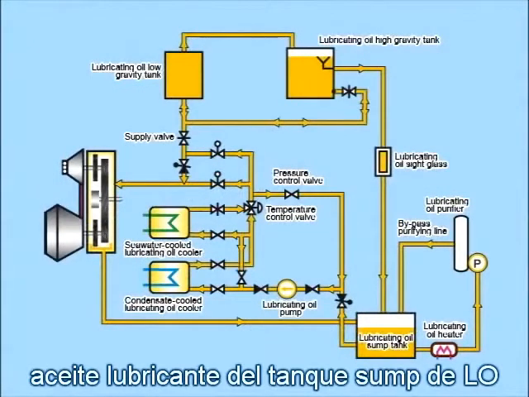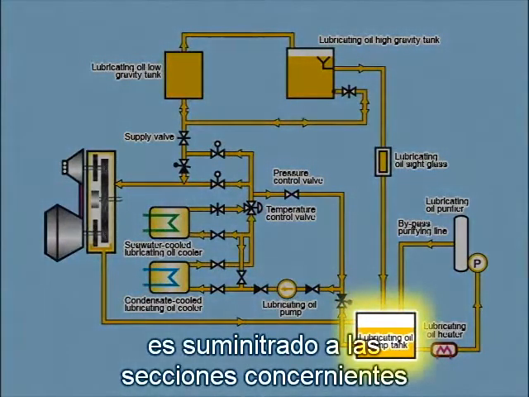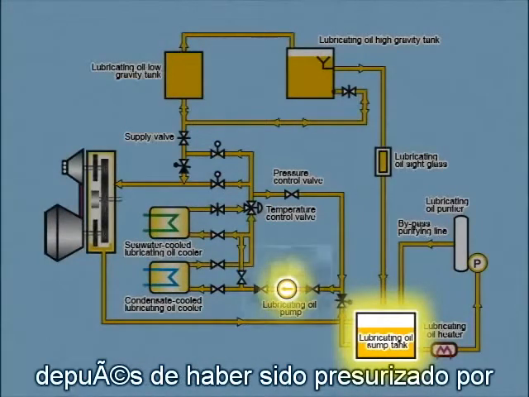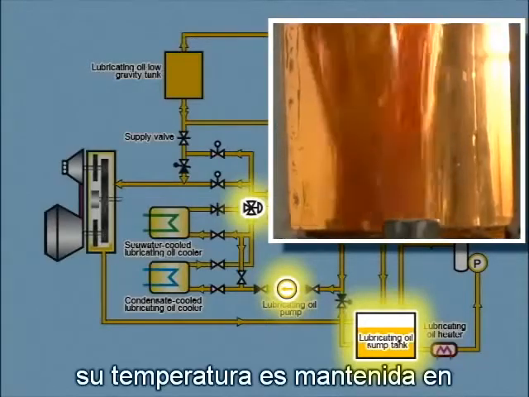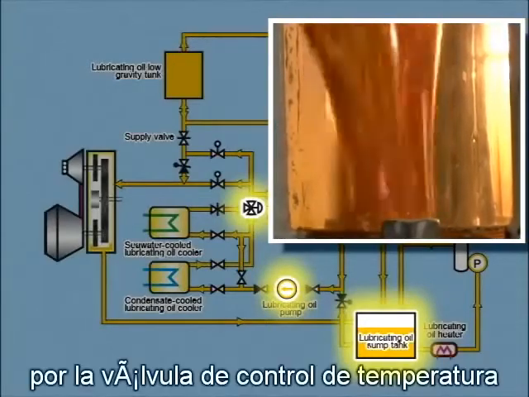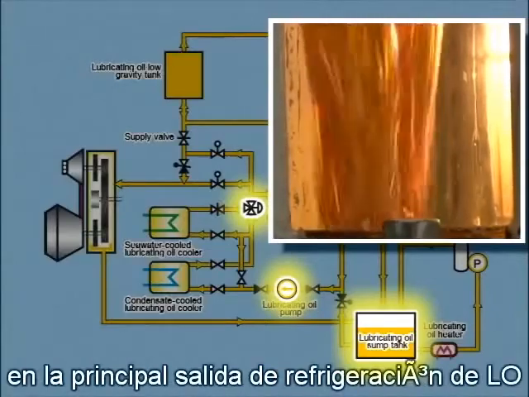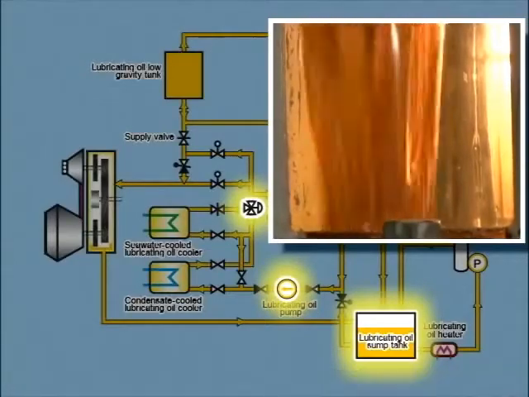Lubricating oil from the LO sump tank is supplied to the sections concerned after being pressurized by the main LO pump. Its temperature is maintained at a setting value by the temperature control valve at the main LO cooler outlet.